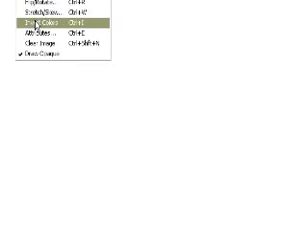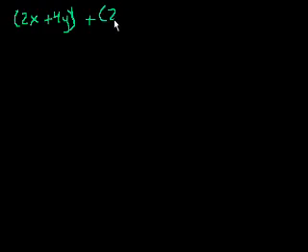The more examples you see, the better. So let's see. This one says 2x plus 4y plus 2x minus 2y y prime is equal to 0.